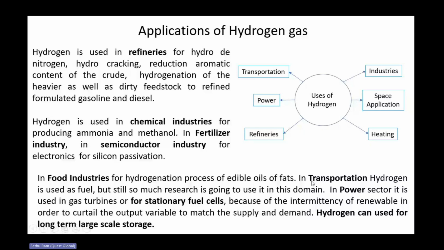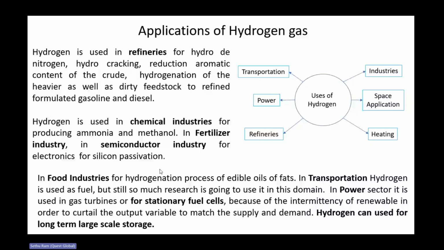In transportation, we are using hydrogen as a fuel, and in the power sector also, more research is going on for hydrogen. It is used in gas turbines and stationary fuel cells, because of the intermittency of renewables. Whatever renewables you are using, like solar or wind, they will not deliver power constantly, 24 by 7 or 365 days.